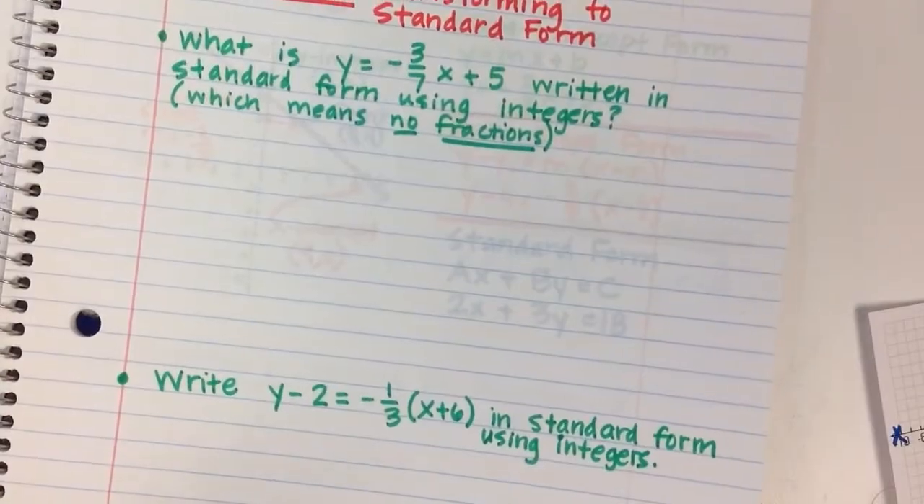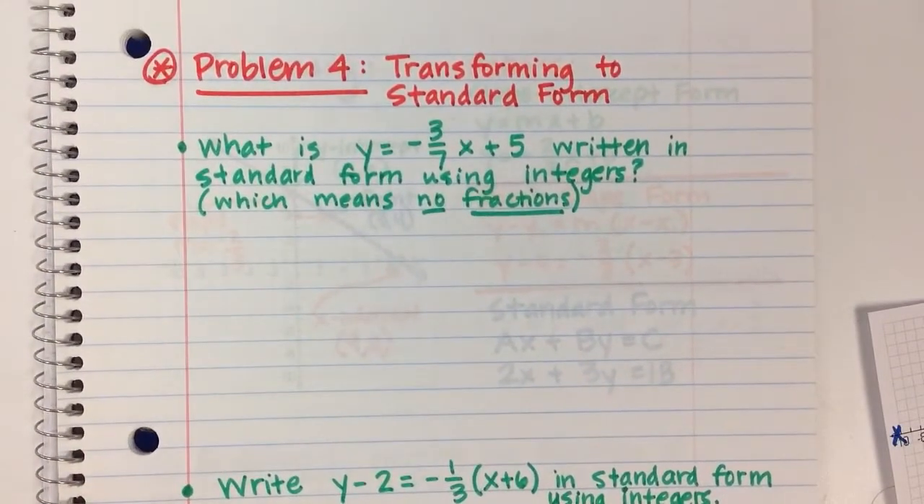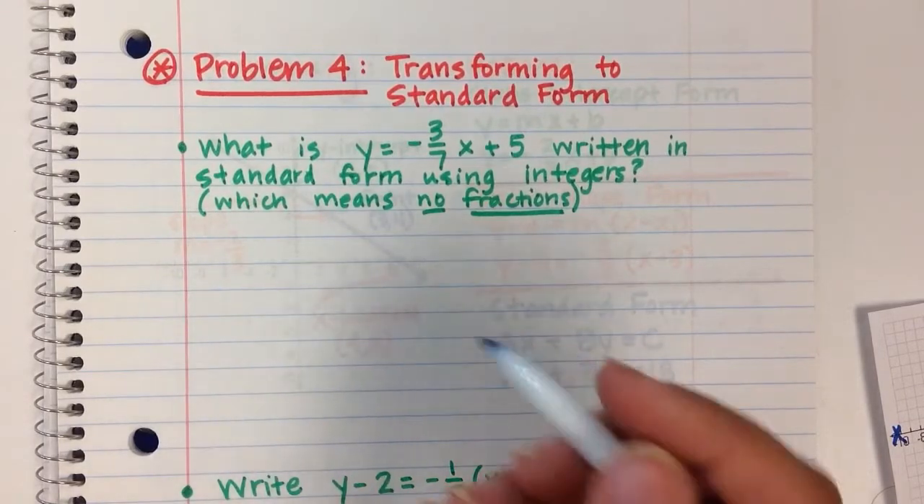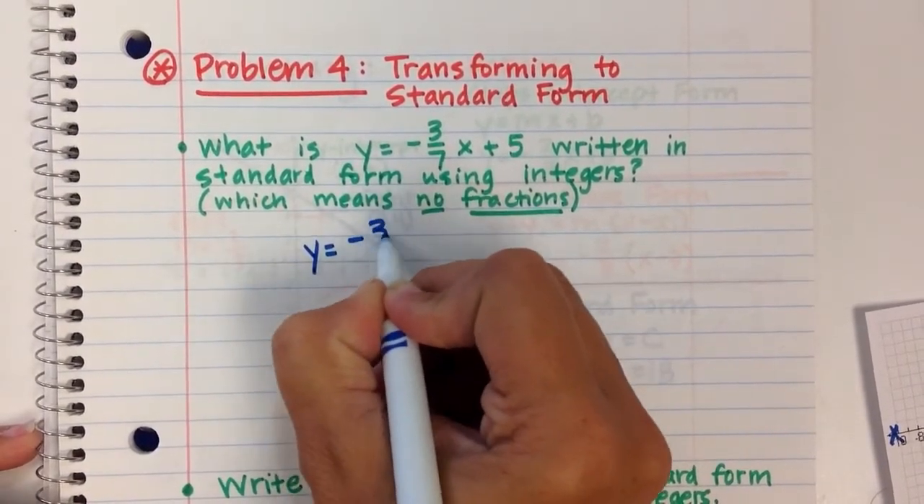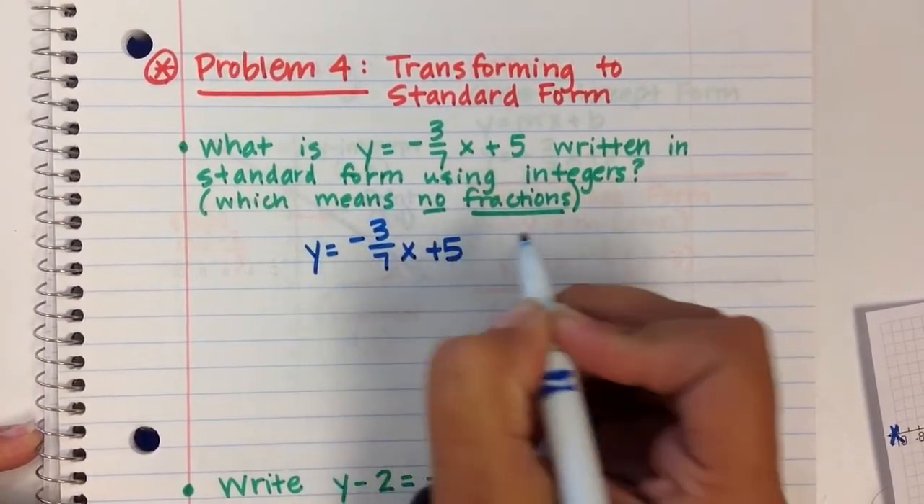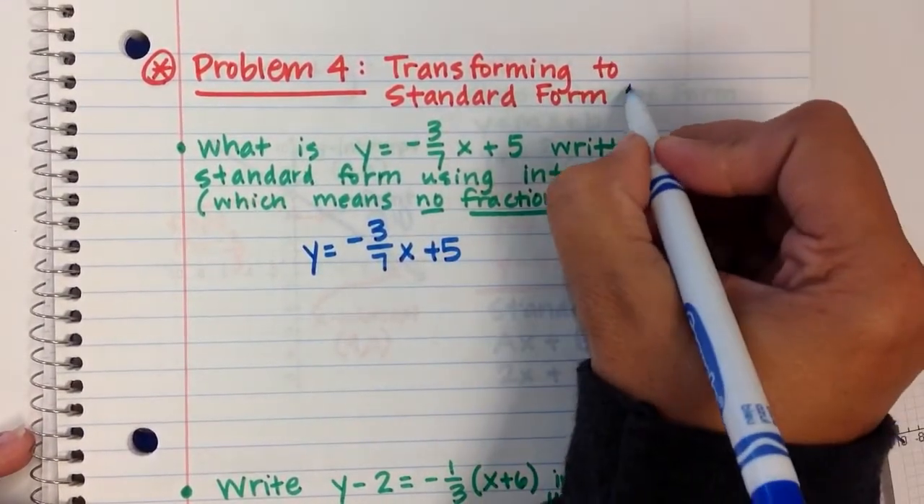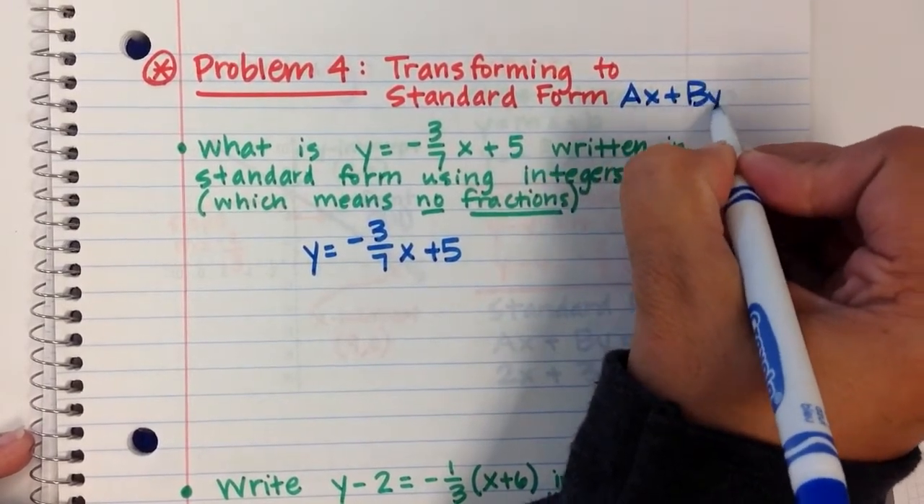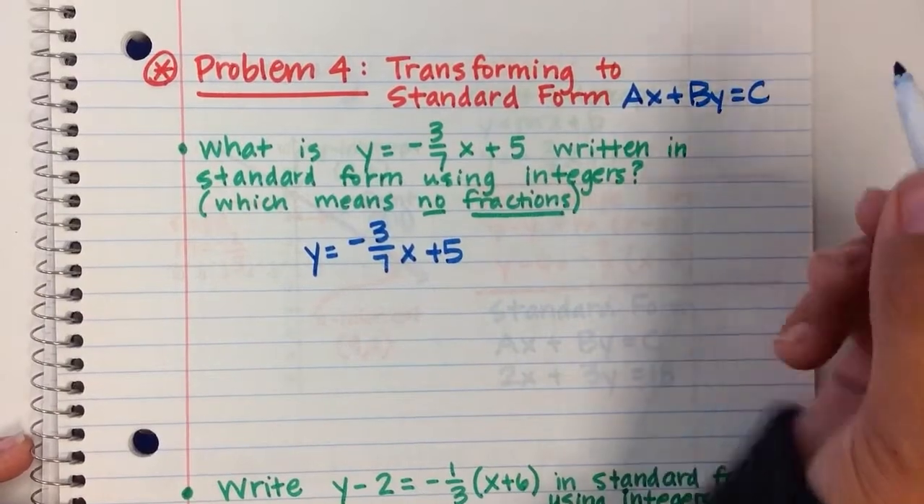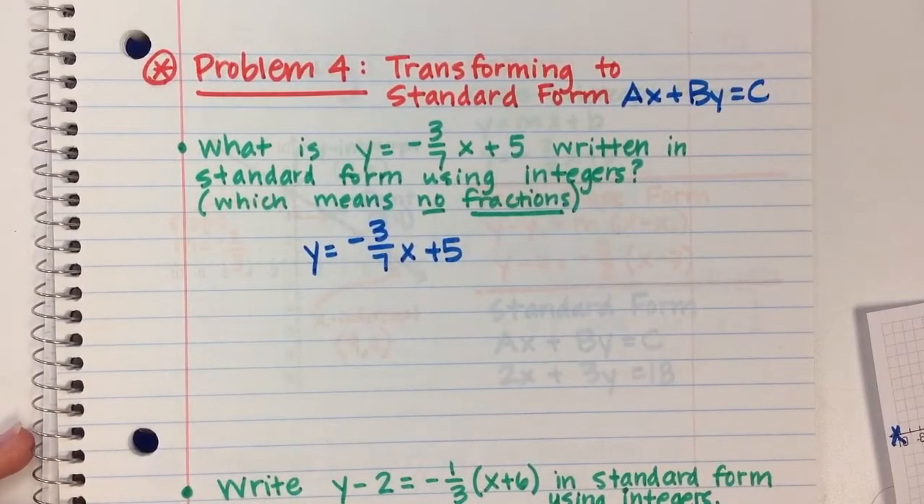Okay, then sometimes we're given standard form, or point slope form, or slope intercept form, and we're asked to change it to standard form. So this question says, what is y is equal to negative 3/7 x plus 5 written in standard form using integers? Well, that means no fractions. I want whole numbers. So I'm going to start with y is equal to negative 3/7 x plus 5, and I'm changing this to standard form. Well, remember, standard form is ax plus by is equal to c. So I need x plus y is equal to a number.